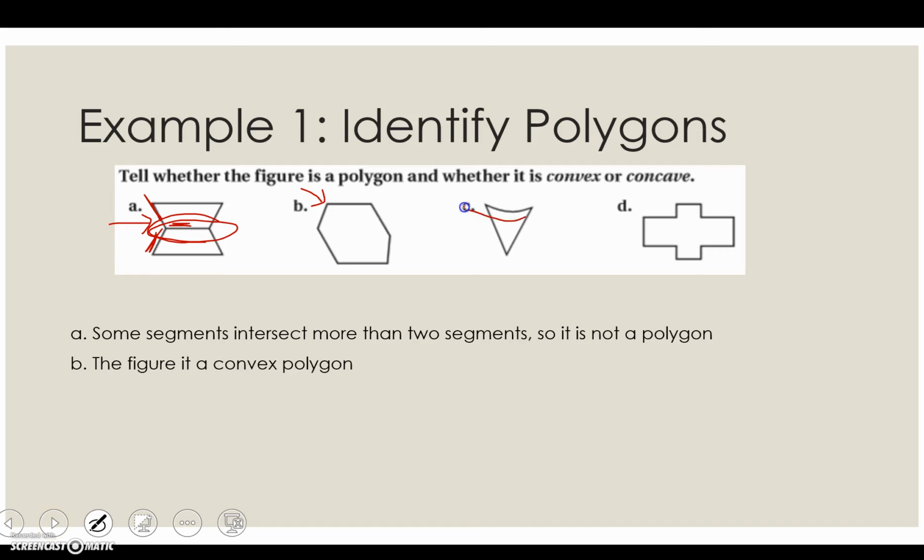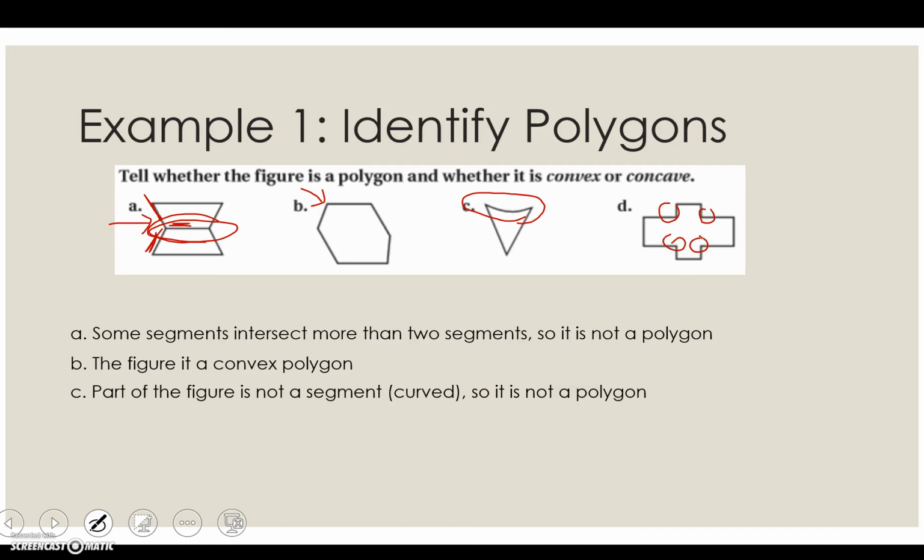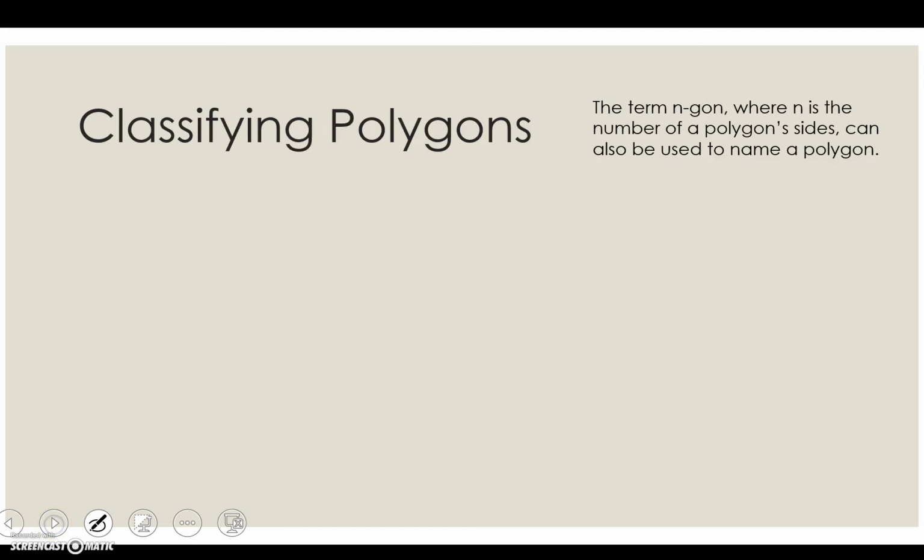Looking at letter C here, this is what's standing out to me as being different. I have a curved portion here, which means it is not a segment. It's not a line segment. It's curved. So because of that, it's not a polygon. And then finally in D, I see I have 1, 2, 3, and 4 points that are on the interior. It is a polygon since it's only meeting at every vertex. We only have 2 lines, or 2 sides, meeting up at each vertex. But since it's going inwards, you have a point inside. We have a concave polygon.